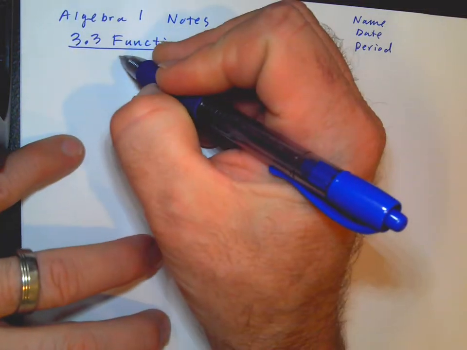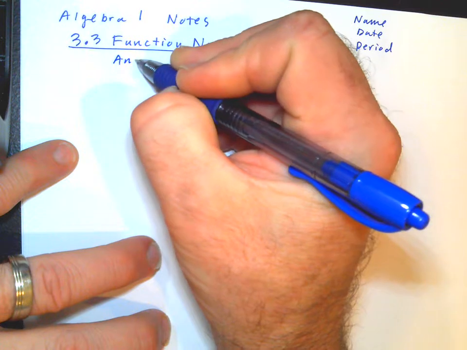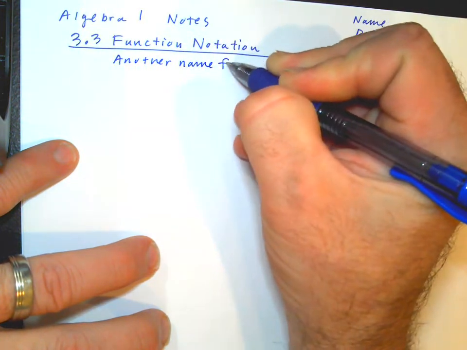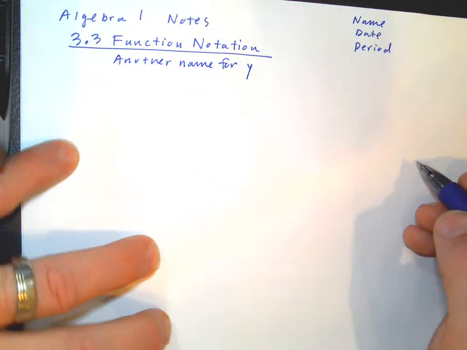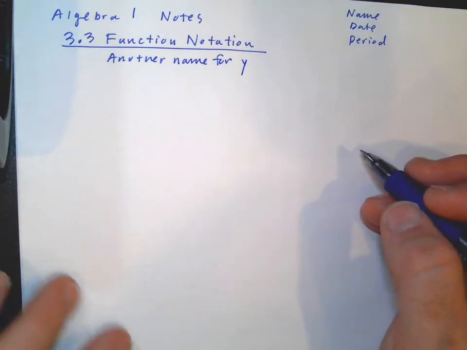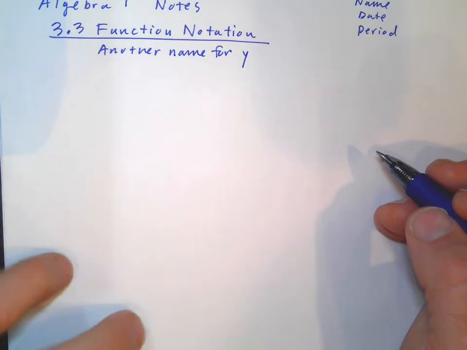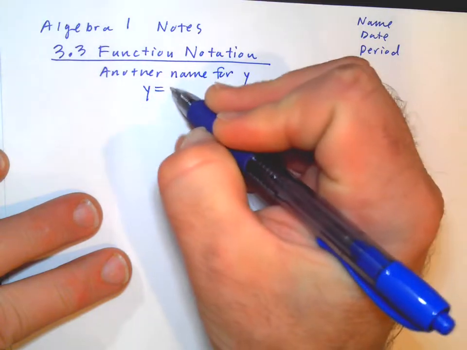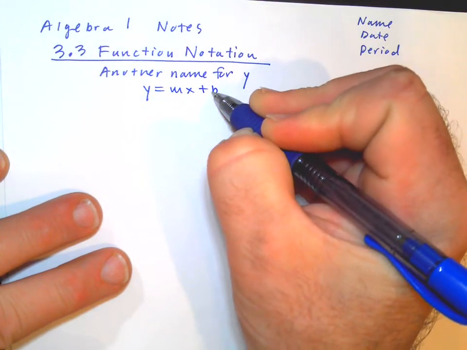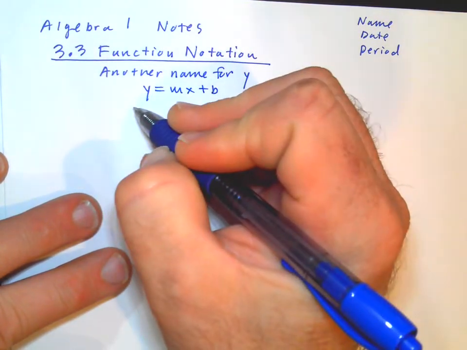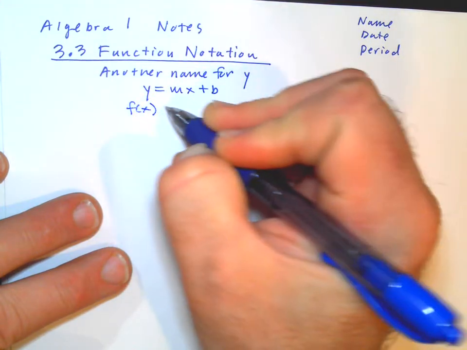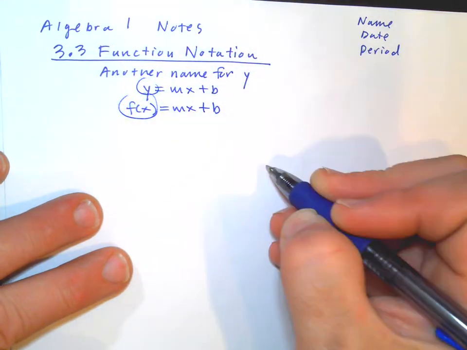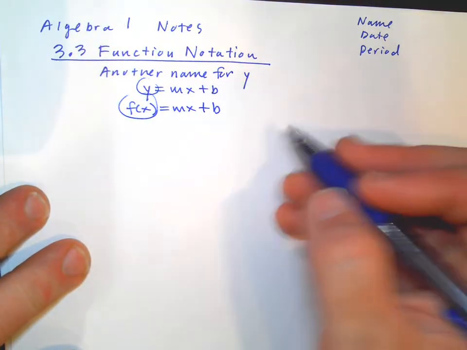So function notation is another name for y. It's kind of a fancier way of writing the name for y. So, for instance, we're used to the equations being like y equals mx plus b. But now we're going to write f of x equals mx plus b. So instead of y, we write f of x. Now that's the way you say f of x.